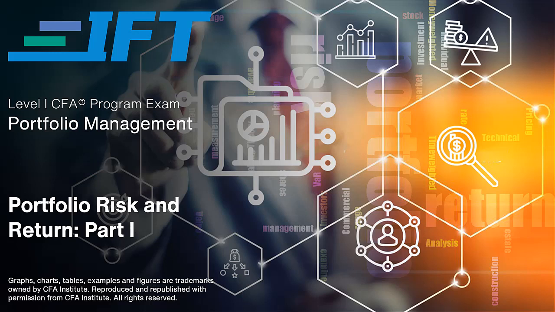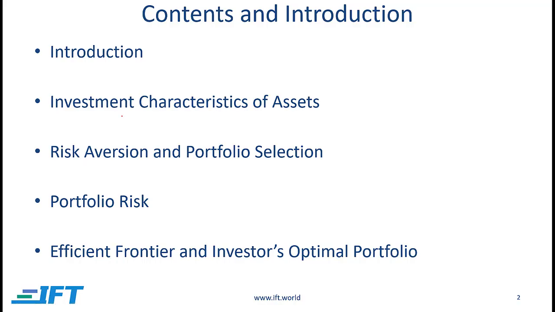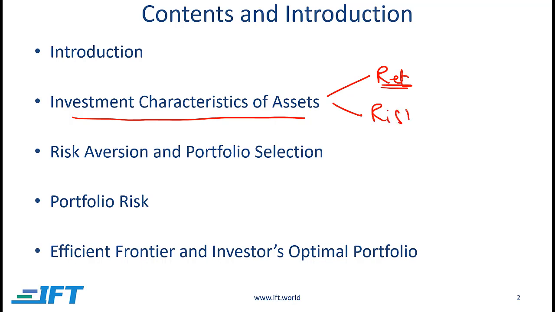Risk and Return, Part 1. This is the first of two readings related to risk and return. In this reading, we'll cover some basic concepts and then more details will be addressed in Part 2. We'll start out by talking about the investment characteristics of assets. And with respect to the investment characteristics of assets, we have different return measures and then different risk measures.